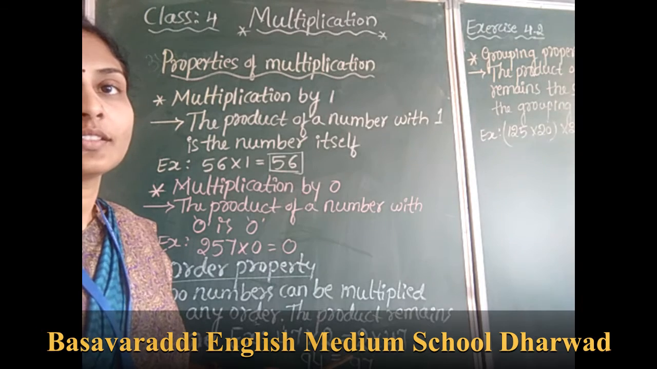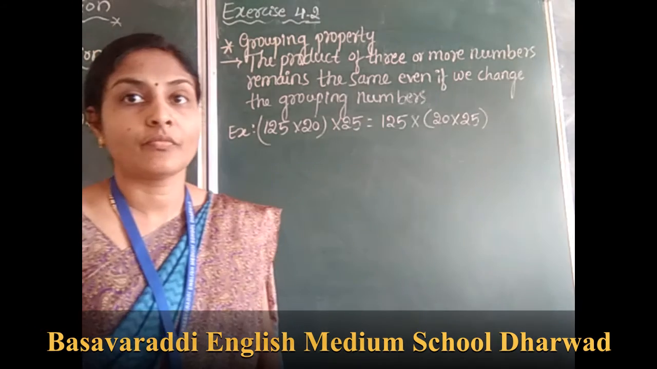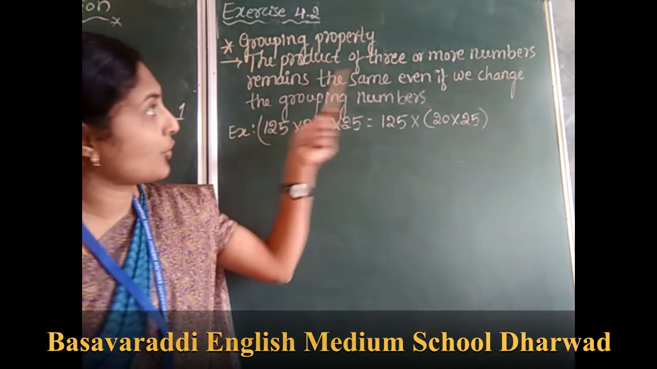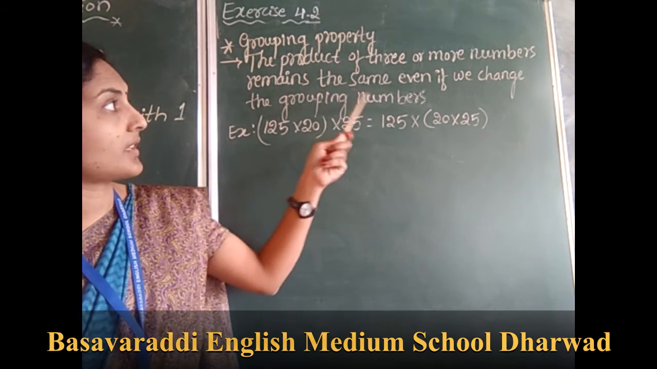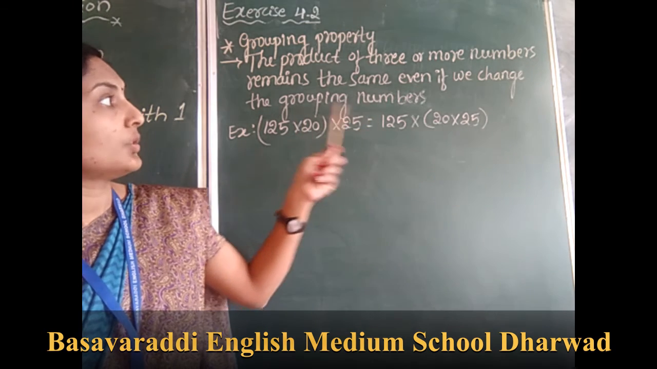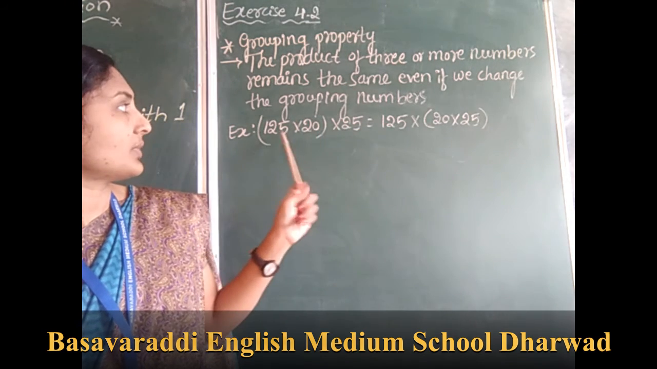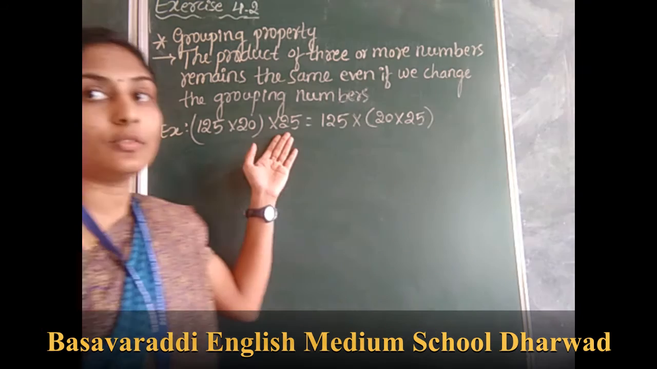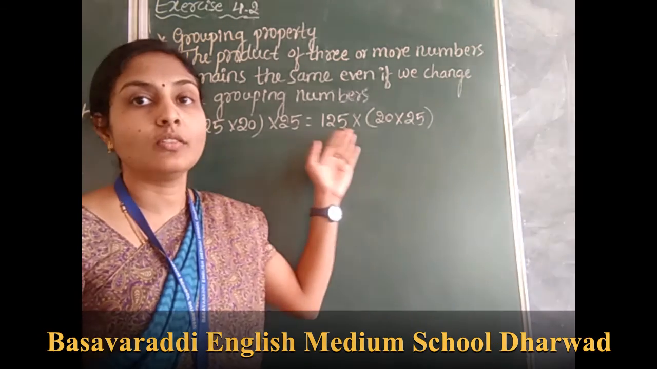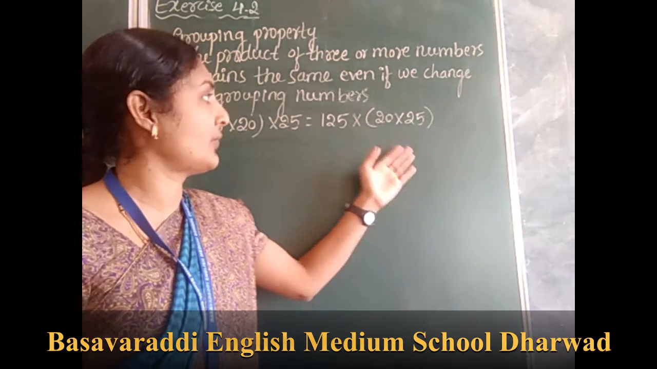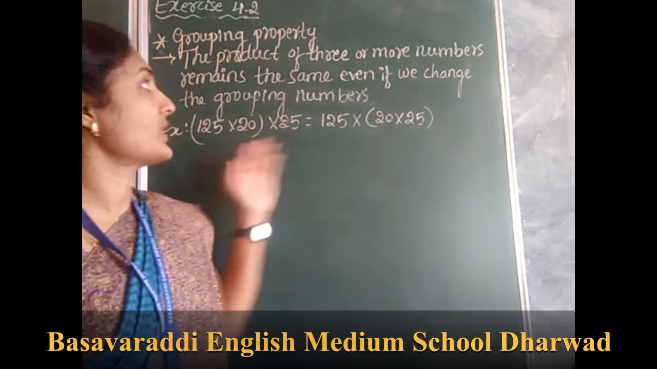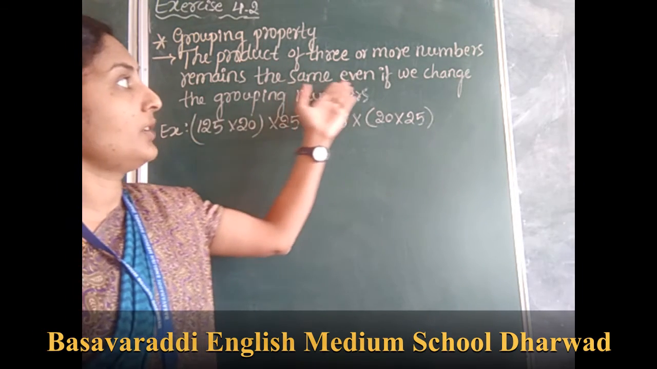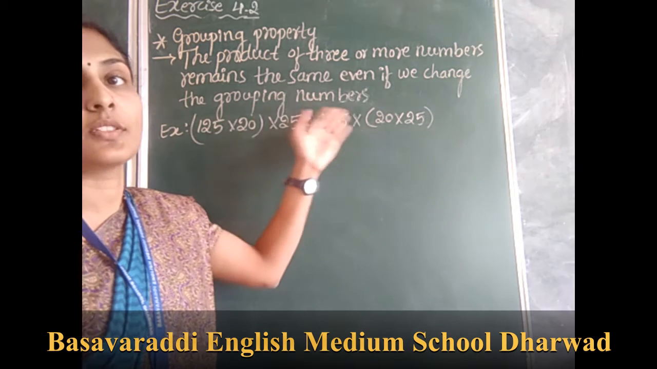One more property is the grouping property. The product of three or more numbers remains the same even if we change the grouping of the numbers. For example, 125 into 20 into 25 is equal to 125 into 20 into 25, grouped in two different ways. The product of three or more numbers remains the same even if we change the grouping.